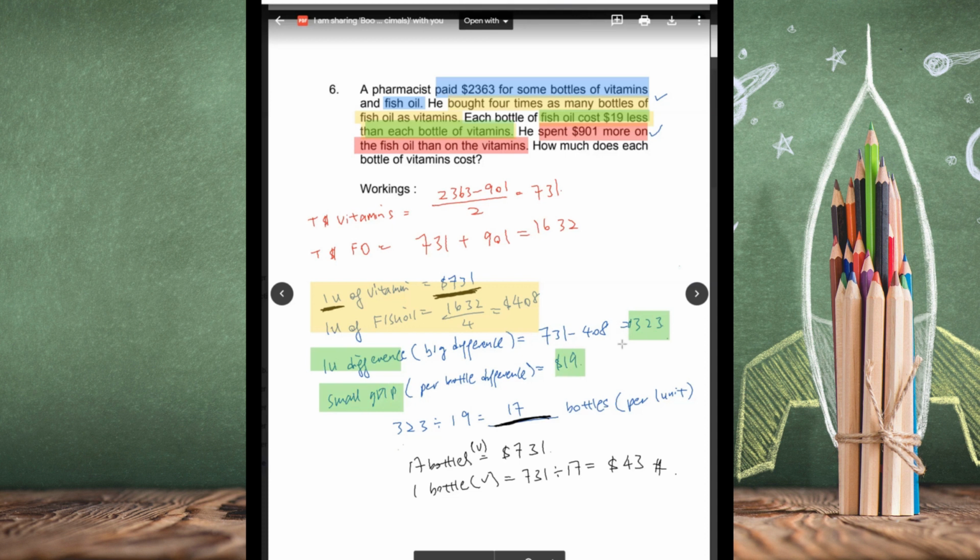So if we take the total difference divide by the small difference, we actually get 17 bottles per unit. And then after that, what we have here is we can find that this 1 unit is equals to 17 bottles, which is also equals to 731. And then we can find what the question actually want, which in this case they want to find each bottle of vitamin costs how much. So 1 bottle of vitamin costs $43.